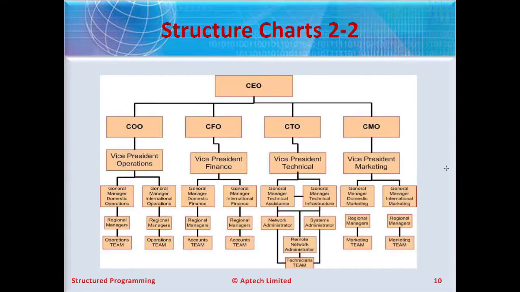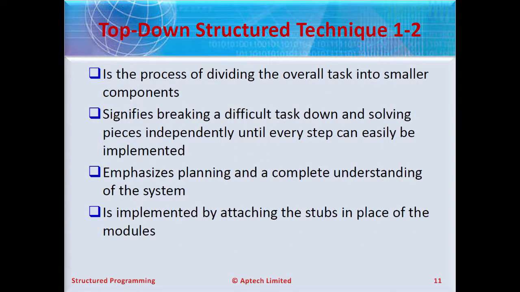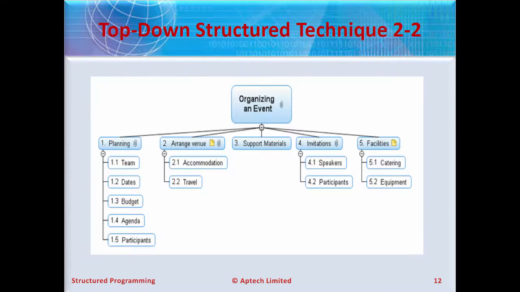Okay, we move on. Top-down structure technique. This is the process of dividing the overall task into smaller components. We actually call this divide and conquer. And it signifies the breaking of a difficult task down and solving the pieces independently until every step can be easily implemented. It emphasizes planning and a complete understanding of the system, and it is implemented by attaching the stubs in place of the modules.